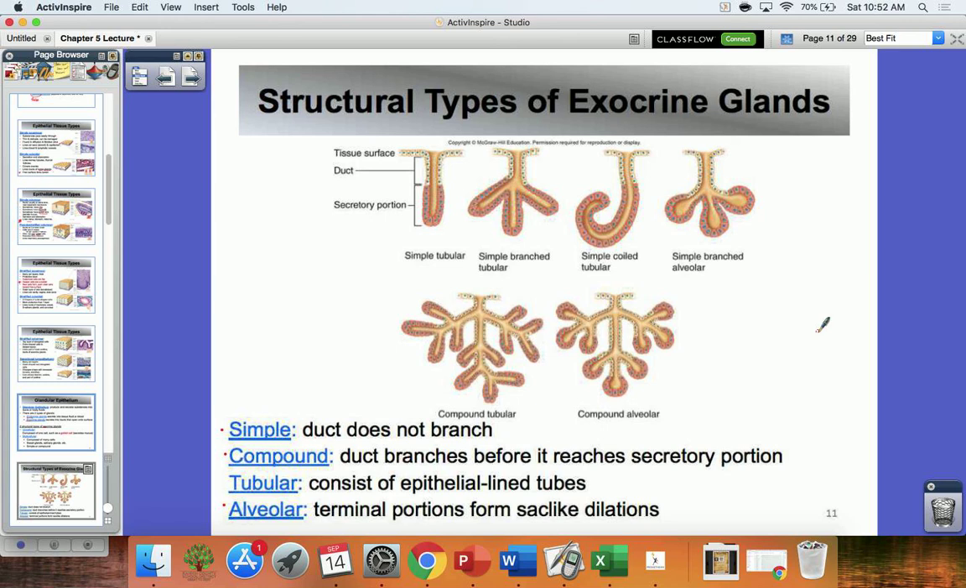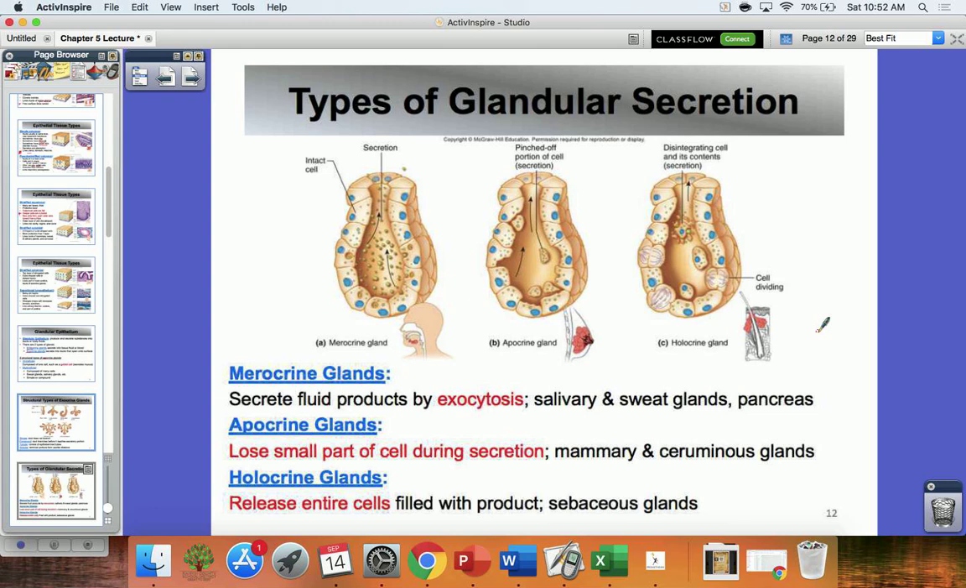Okay, so again, simple, the duct area does not branch, compound it does. Tubular is more of a tube-like shape into the secretory portion, and with alveolar, it's more of a bulb or circular end to it. And then we can also classify them based on the amount of the secretion, or what comes out as things are being secreted. And so we have three different types: merocrine, apocrine, and holocrine.